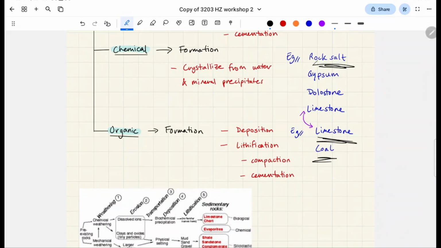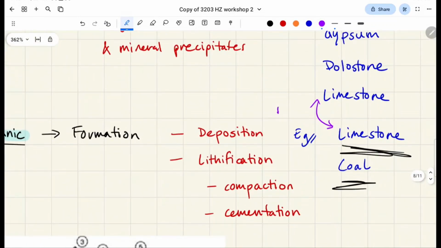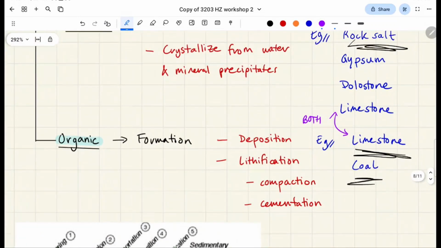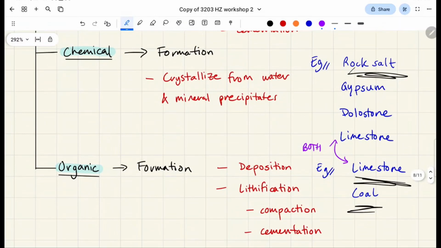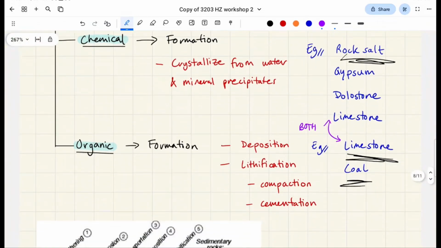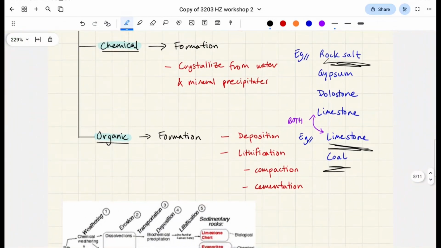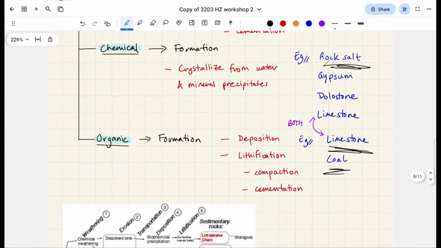So you might notice that limestone can be classified as both organic and chemical, and you'll find that across various websites they'll say either one or both. That's because limestone can be formed as a precipitate mineral, but it can also come from sea creature shells and then become lithified and become stone. Okay, does anyone have questions to do with sedimentary rocks?